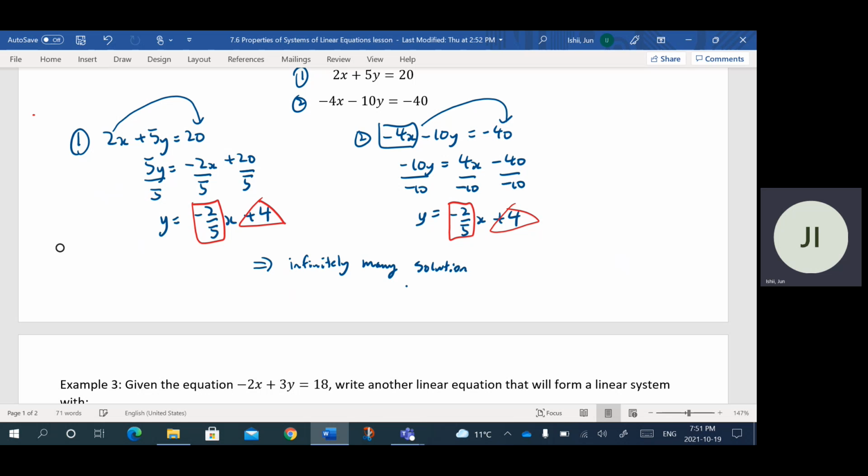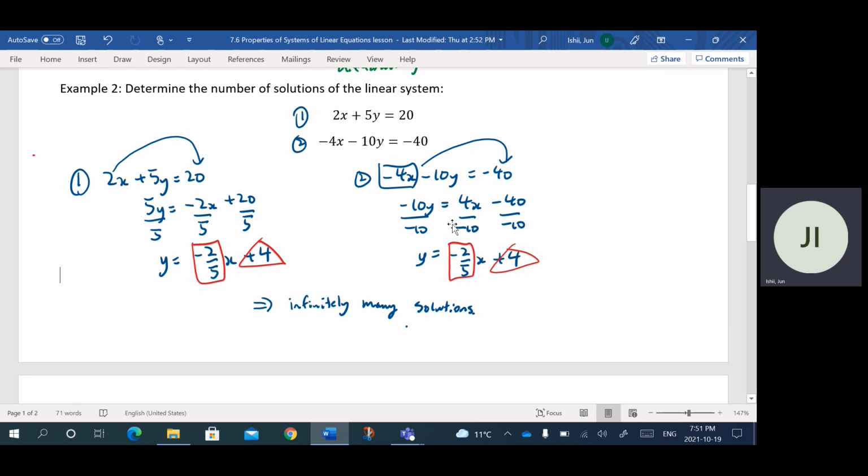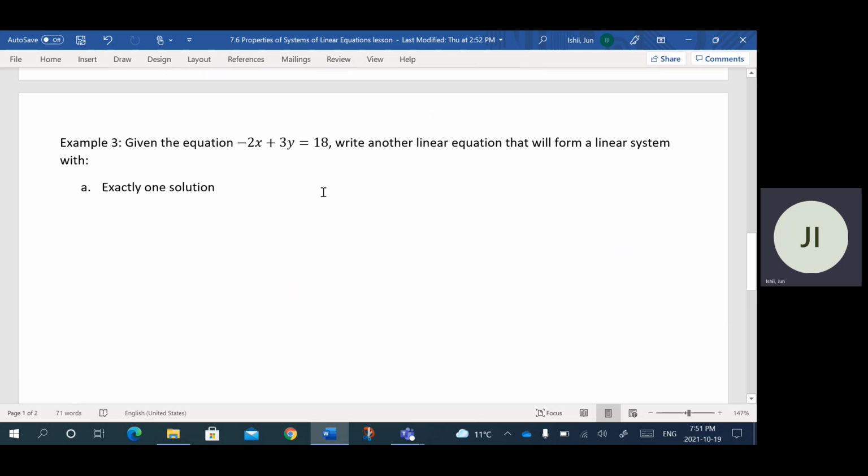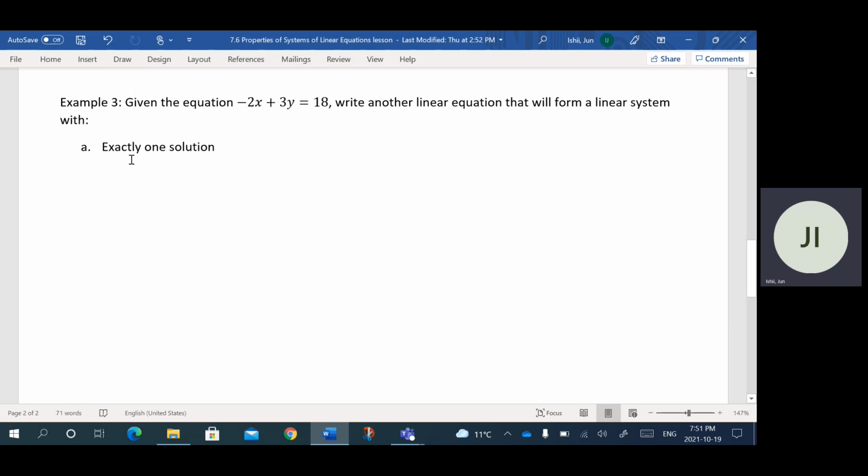The reason it's infinitely many solutions is because these two lines overlap each other. If you graph this line and you graph this line, you get the exact same line. The two lines would all overlap. They cross everywhere. That's why it's infinite. Cool. All right, so in the next example, we're going to do something a little bit different with these concepts.